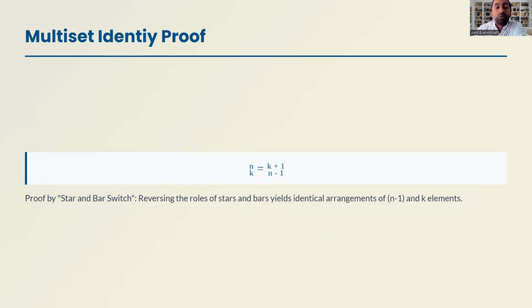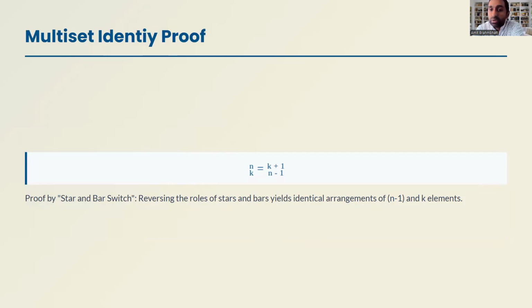Multiset identity proof. Let's prove a fascinating multiset identity: n multichoose k equals k plus 1 multichoose n minus 1. This looks counterintuitive algebraically, but it has a beautiful combinatorial proof using stars and bars.